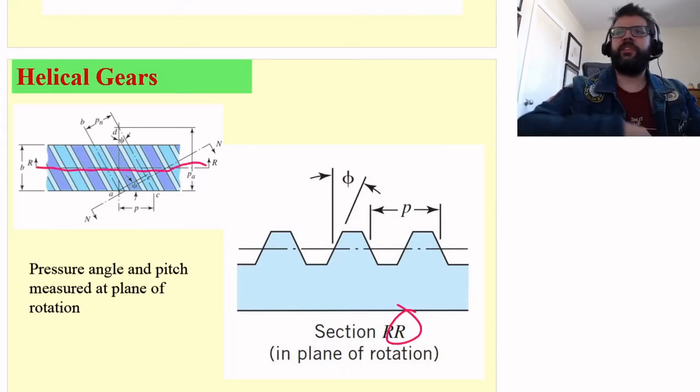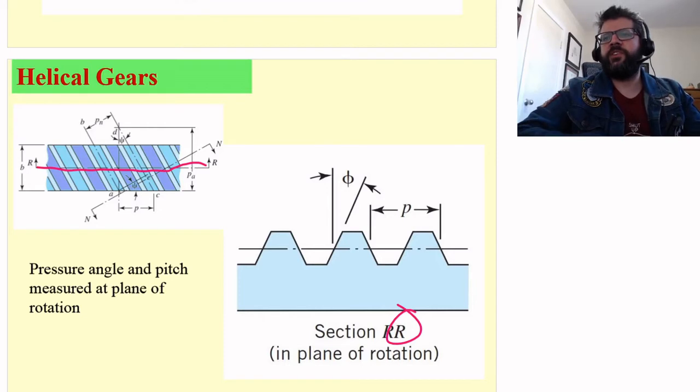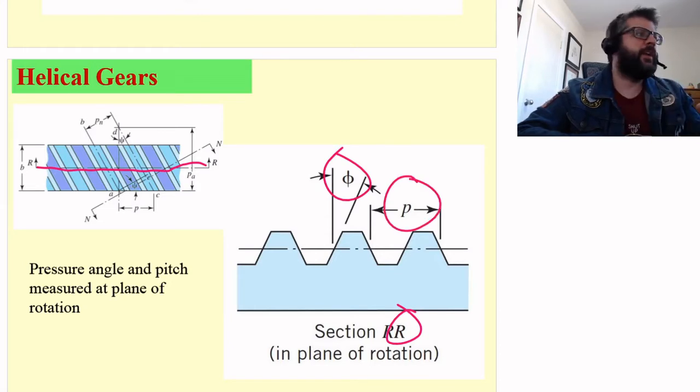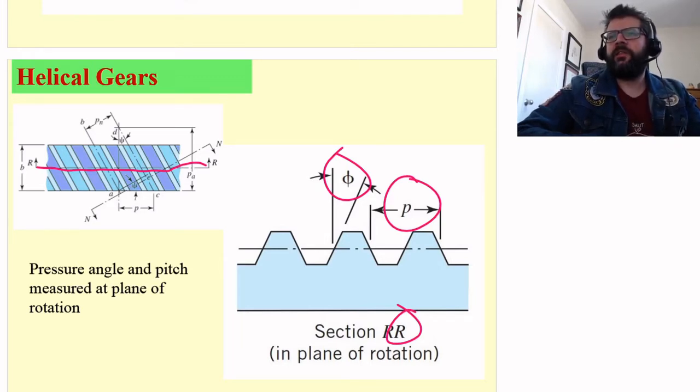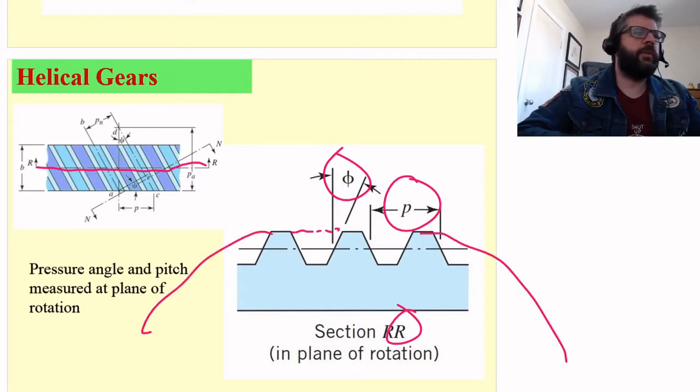So if we just slice the thing down the side and we're looking at the cross section, we'd see this pressure angle and this pitch measured in the plane of rotation. And then, of course, if we were looking at the side, we wouldn't just see these teeth here. The rest of the tooth would be shown here. And obviously, this is also circular, but anyways. If we're looking at the tooth like that, then we're going to get a particular pressure angle and a particular pitch.